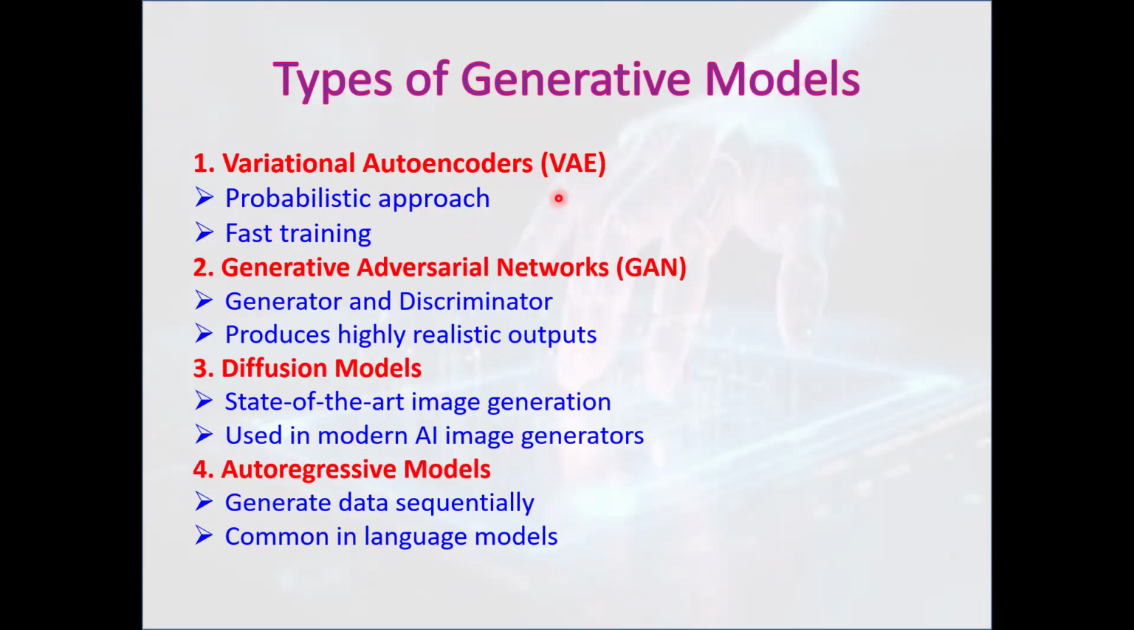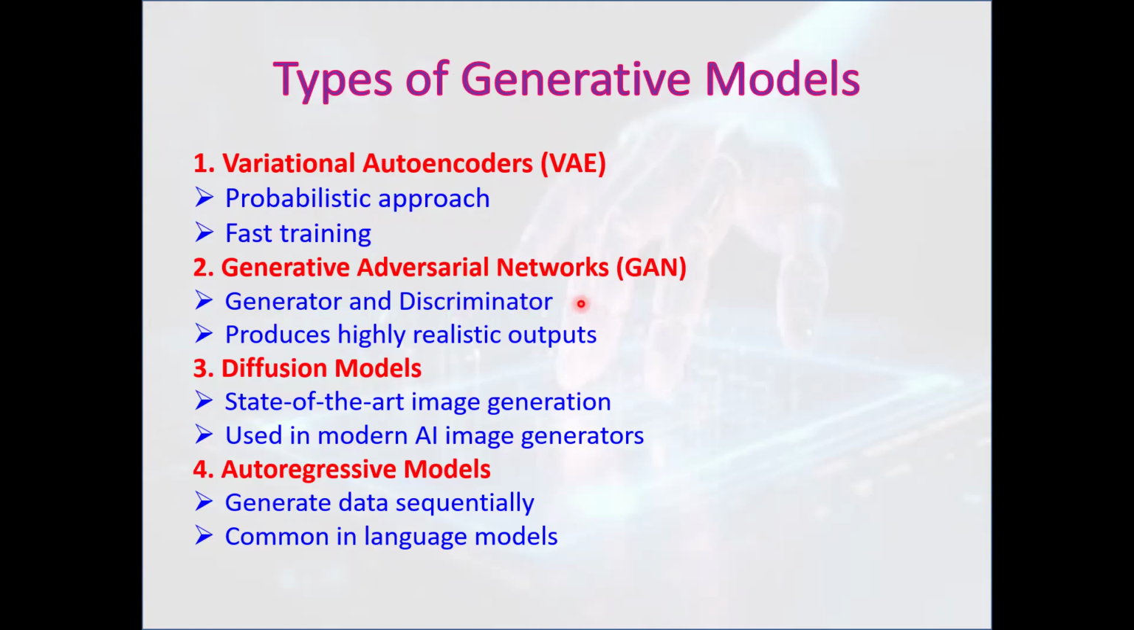Variational autoencoders, as we have seen, generative adversarial networks, diffusion models, and auto-regressive models. VAEs use a probabilistic approach: they use probability distributions to represent latent variables, allowing them to generate diverse and realistic outputs. Fast training: compared with some other generative models, VAEs generally have stable and efficient training processes, making them easier to implement and optimize.